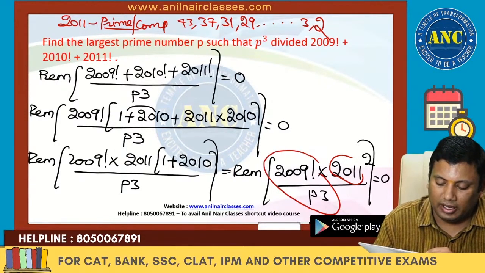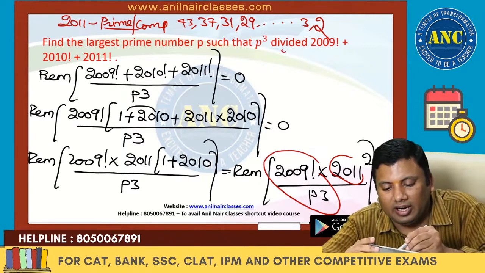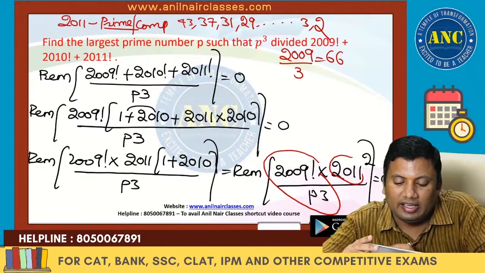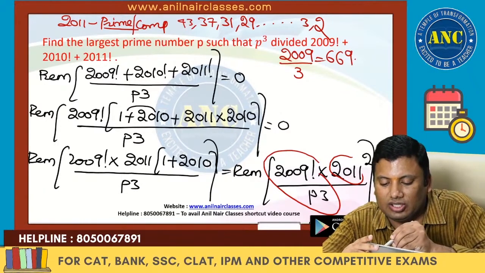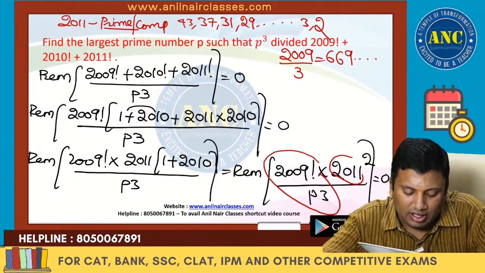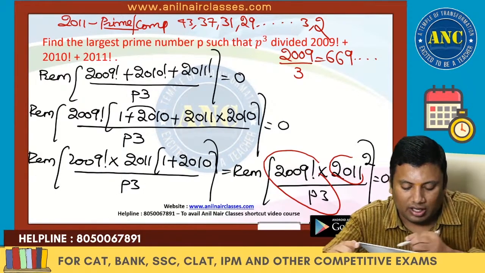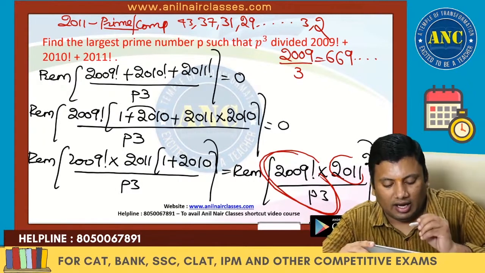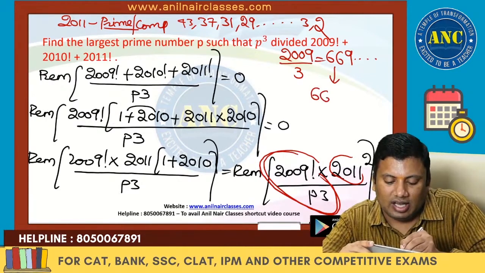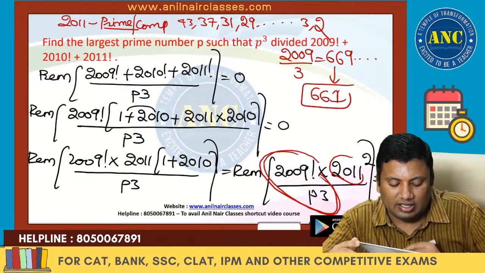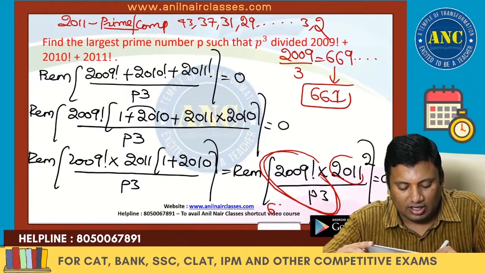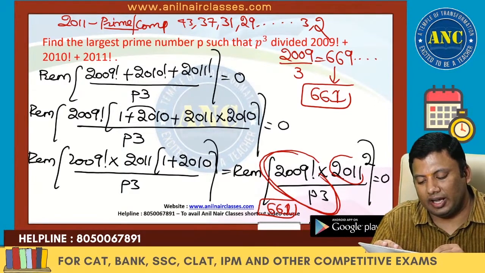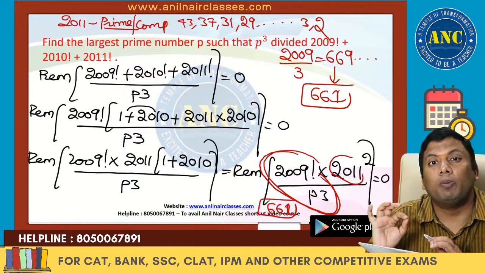If it is divisible by a cube of a prime number, let me divide 2009 by 3. 3 660s are 198, 29, which is 669 point something. What is the largest power of a prime number which will divide 2009 factorial? Just the value less than 669. Answer is 661. So 2009 factorial should be divisible by a cube of a prime number.